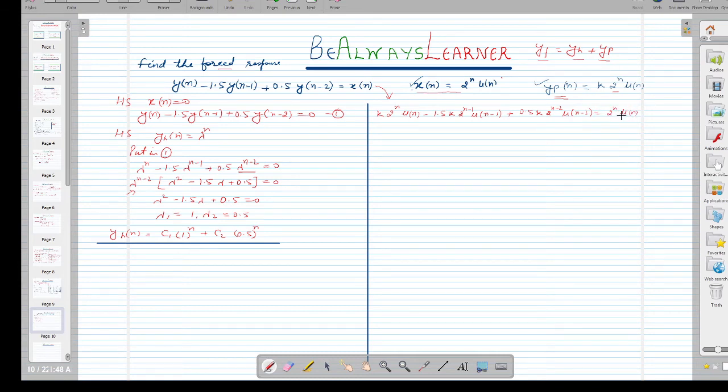After putting this in, we get this equation and we have to solve it to find the value of k. To find the value of k, we put n = 2, or such a value of n where no term vanishes. So at n = 2, no terms vanish.